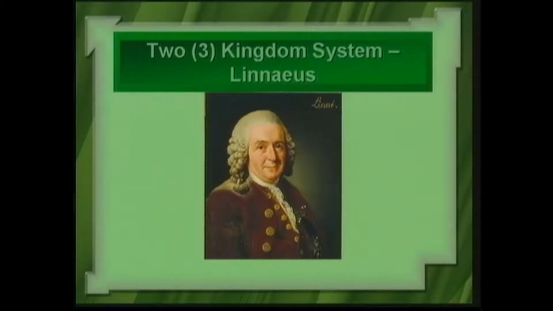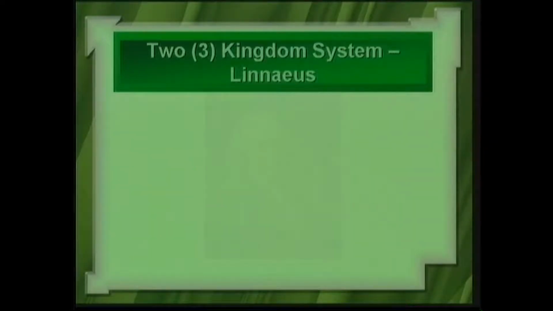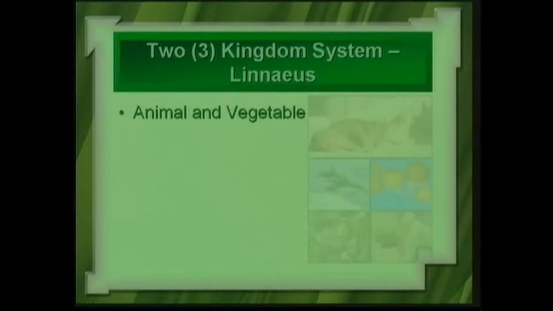Okay? First of all, we go all the way back to the father of taxonomy, Carolus Linnaeus, yes? So he proposed a three-kingdom system, the familiar two of them, animal and vegetable. And of course, he also talked about minerals. He classified animals and vegetables, or plants, right?